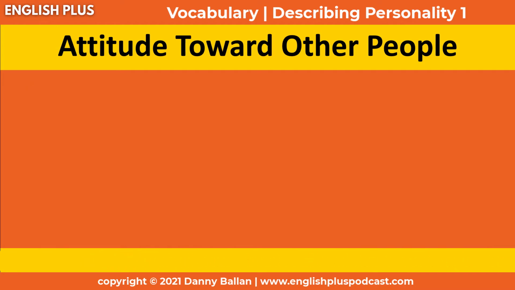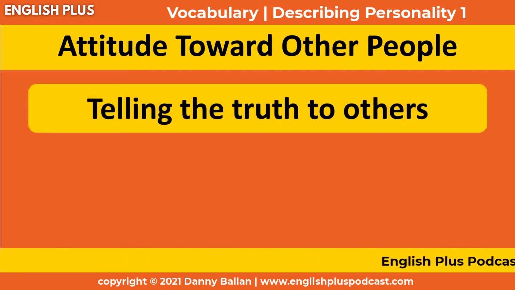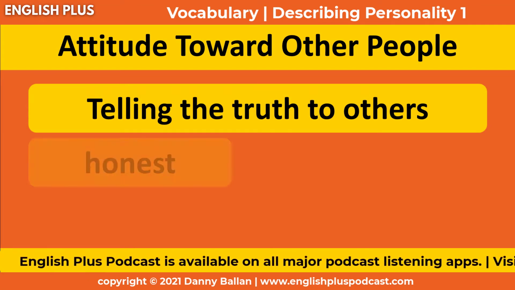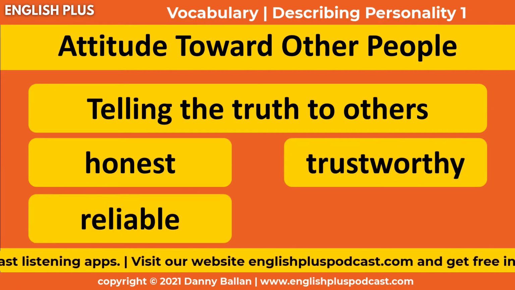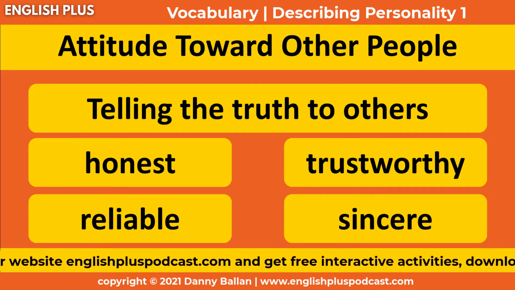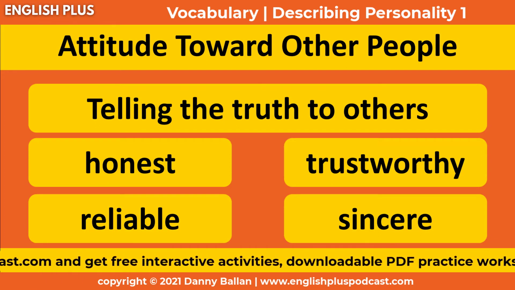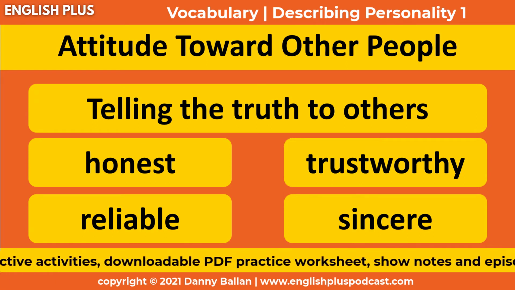And what about people who tell the truth to others almost always, or we can even say always? These people are honest people, reliable people, trustworthy people, sincere people. These people are people who tell the truth to others all the time.